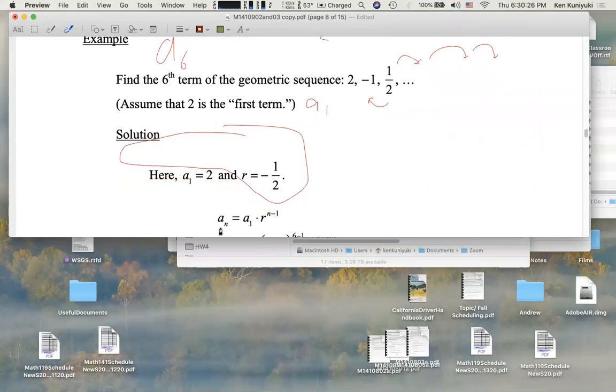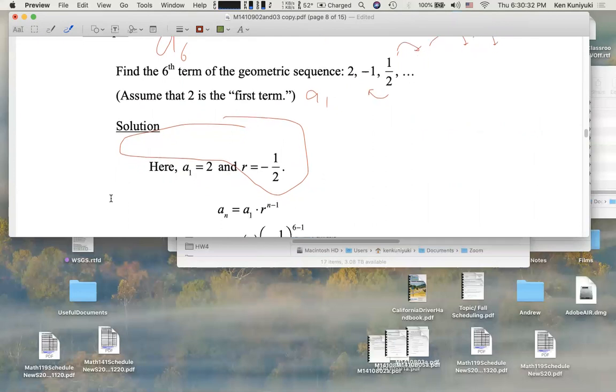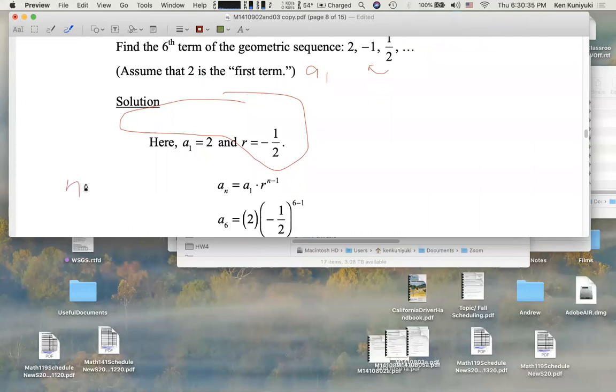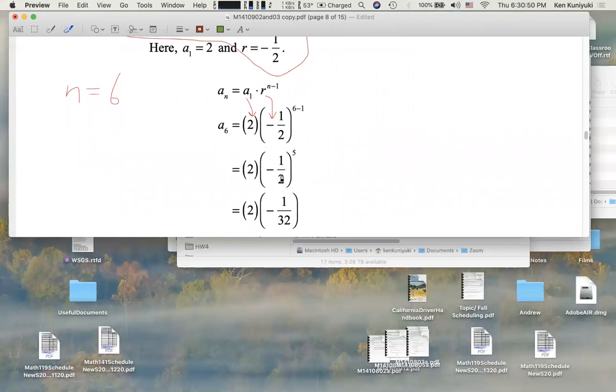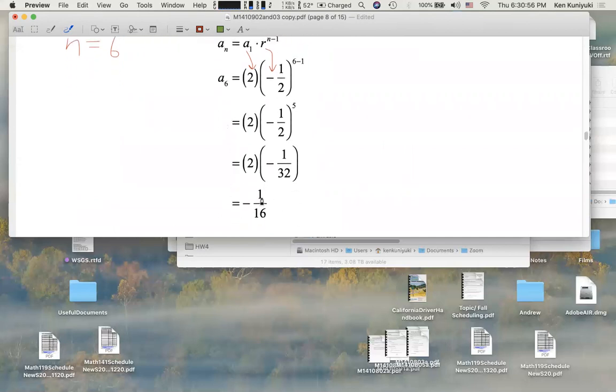So then here's our general nth term formula for a geometric sequence. We want the 6th term, so we plug in n equals 6. We know that the first term is 2. We know the common ratio is negative 1/2, or we figured it out, right? To the 6 minus 1. So to the 5th. This power here is negative 1 over 32. Multiply in the 2, you get negative 1/16.